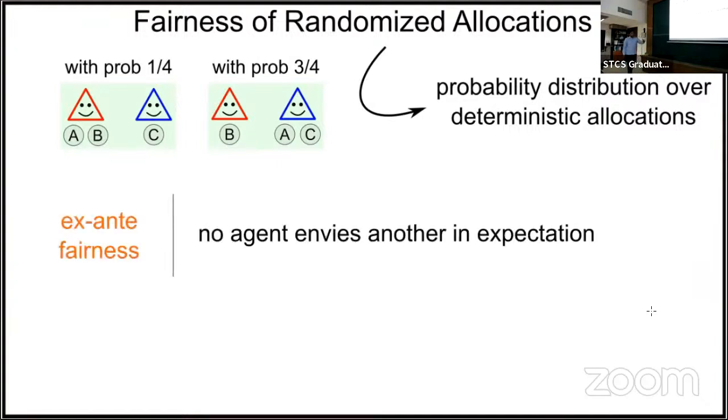So one property that seems very natural given the example that we just saw is that no agent should envy another in expectation. Economists like Latin, so they like to call it ex-ante fairness. Ex-ante means before the coins are tossed, your distribution should be fair. And this is the sense in which we talk about fairness.